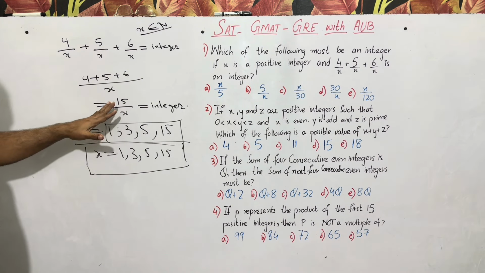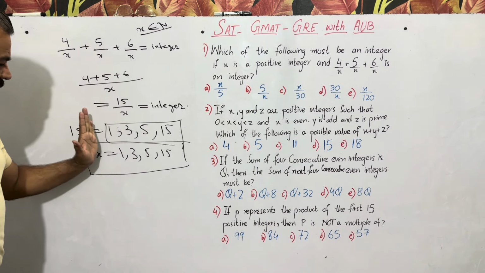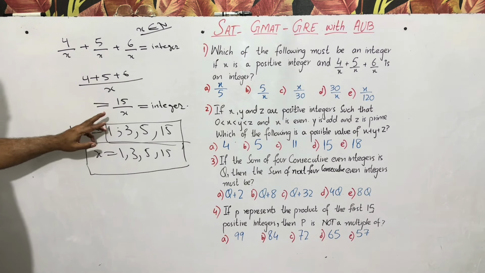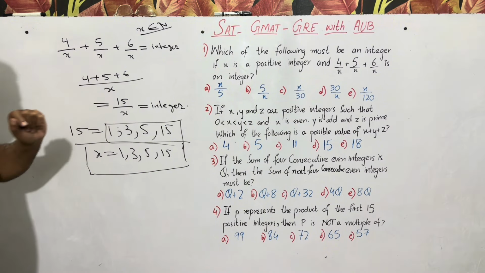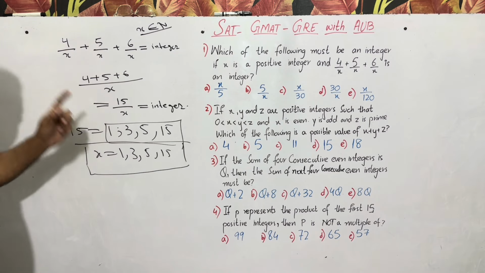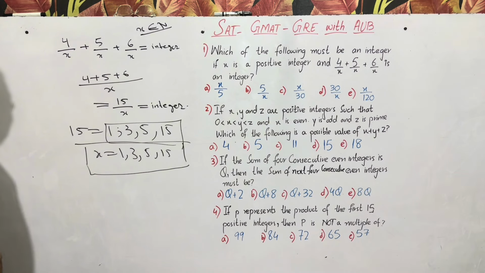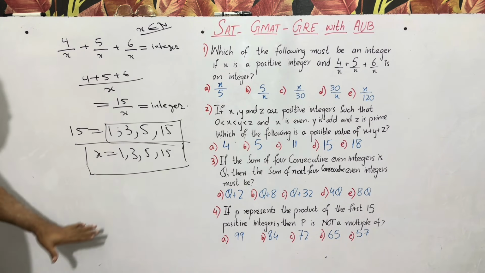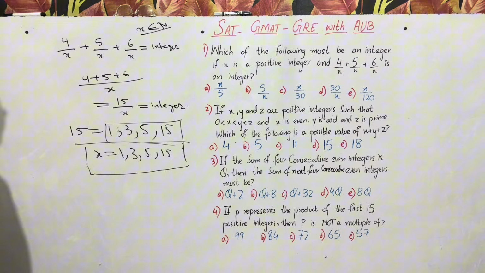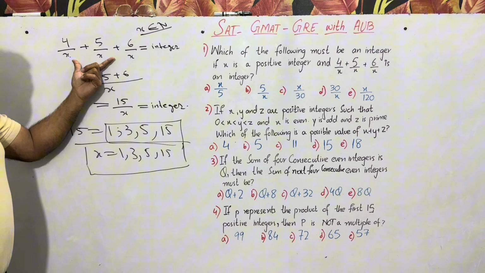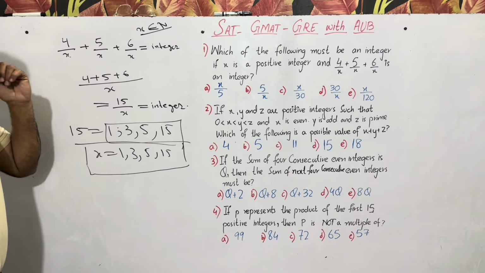We have simply written the factors of 15: 1, 3, 5 and 15. We have verified 15 over 1 is an integer, 15 over 3 is also an integer, 15 over 5 is also an integer, and 15 over 15, which is 1, is also an integer. So this complies with our first demand; each gives an integer.